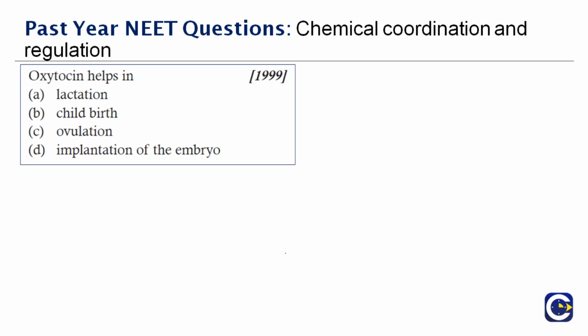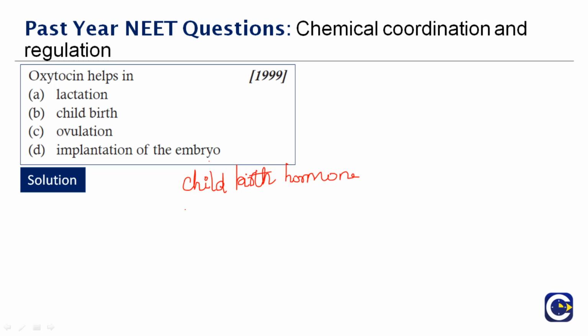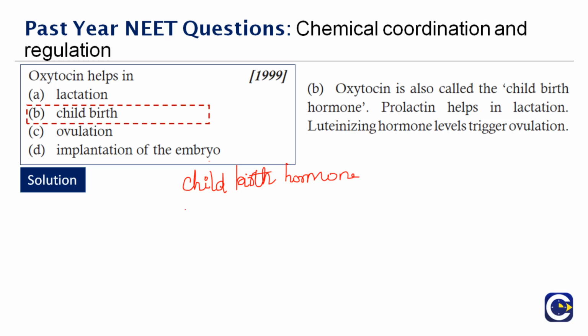Next question here. Oxytocin helps in dash. The other name for oxytocin is very interesting. It is called the childbirth hormone. As you know, prolactin helps in lactation. Luteinizing hormone is the trigger of ovulation. Oxytocin helps in childbirth. Therefore, the right answer is option B.